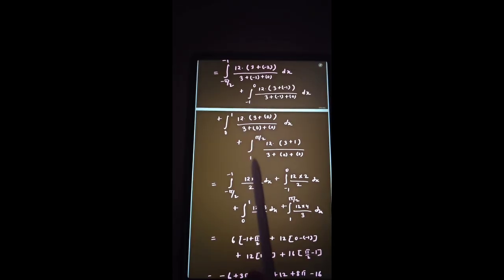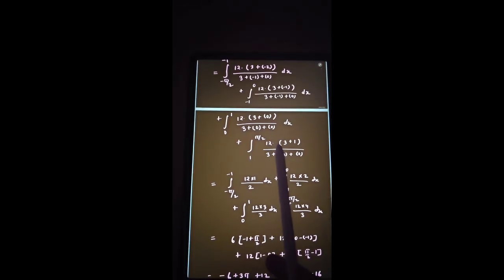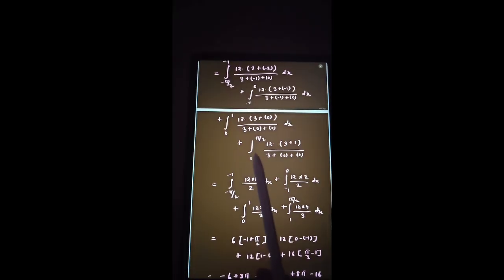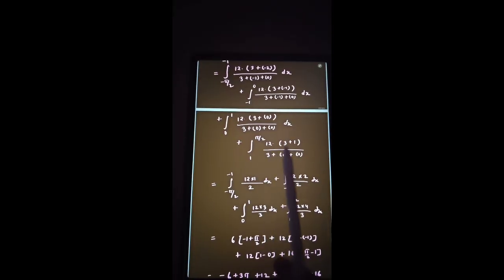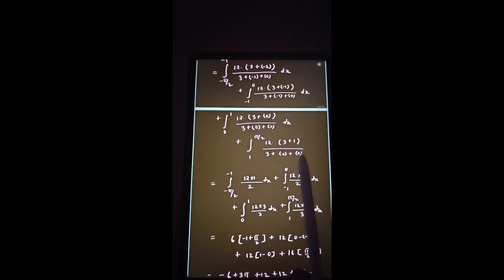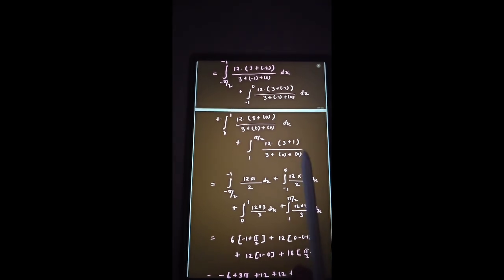For the last interval, 1 to pi by 2: 12 divided by 3 plus 1, because the greatest integer value of x in the range 1 to 1.57 is 1. And the greatest integer value of sin x is 0 in this interval, as it is the positive case, and here also the greatest integer value of cos x is 0, as it is on the positive side.